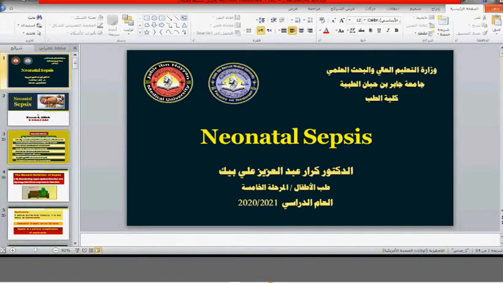Like what? I will give you an example. The baby is lethargic. His activity is decreased. So if you exclude other causes, like decreased feeding because the mother didn't feed the baby, which will cause hypoglycemia, then suspect this is sepsis until proved otherwise. This is a very simple example.